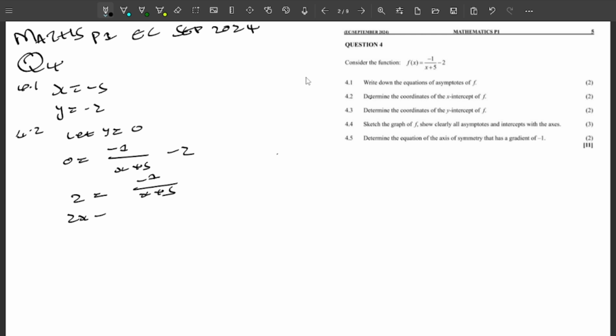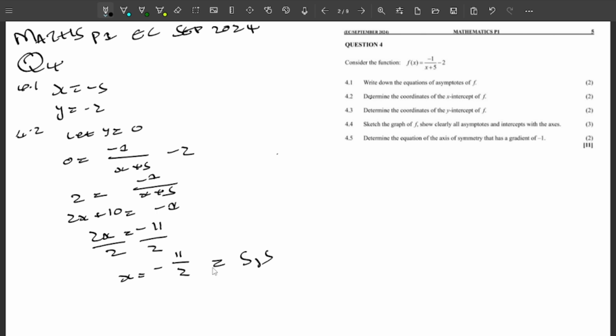We're going to have 2x plus 10 equals minus 1. So we group the like terms. I thought it was an x squared and we'd have to factorize, but since it's like this, it won't be a big problem. The only thing we're left with is minus 11. Divide both sides by 2 and x is just minus 11 over 2, also known as minus 5.5.